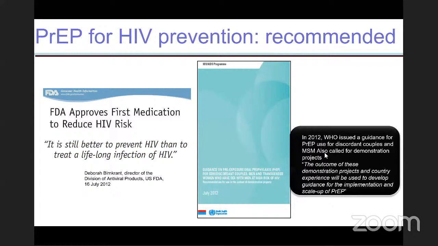After the FDA, it was closely followed by the WHO. For those who are in the health sciences, you know the role WHO plays in writing guidelines that guide a lot of health implementation in many countries, because ministries of health rely on WHO guidelines to develop their own local guidelines. And so WHO issued these guidelines, and the key was that this can be used for people at increased risk of HIV, but called for demonstration projects within countries.